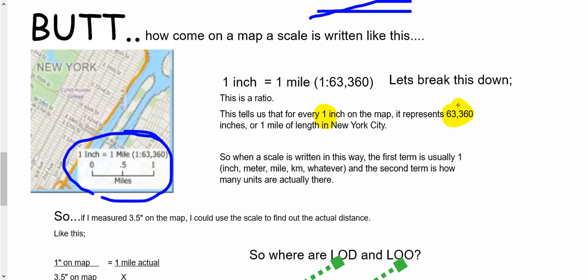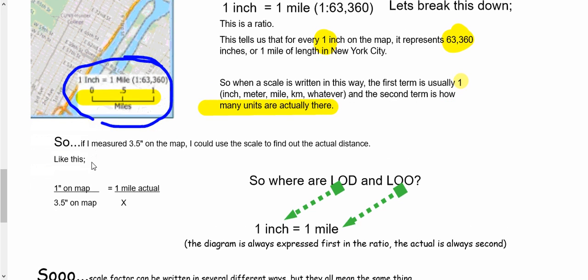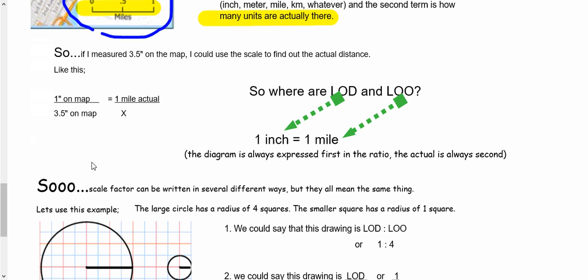When a scale is written in this way, the first term is usually 1. That might be 1 inch, 1 meter, 1 mile, 1 kilometer, whatever. The second term is how many units are actually there. So it's still scale. Now this little bar is basically if you wanted to take your thumb, put it over that and then put it on the map, you could count that many miles. It's for real intrepid travelers.